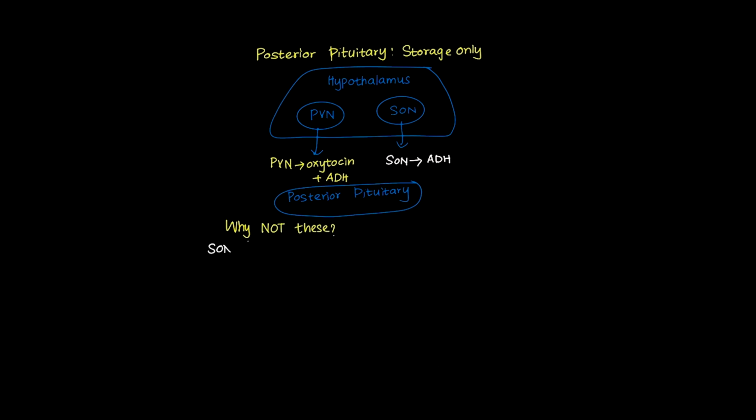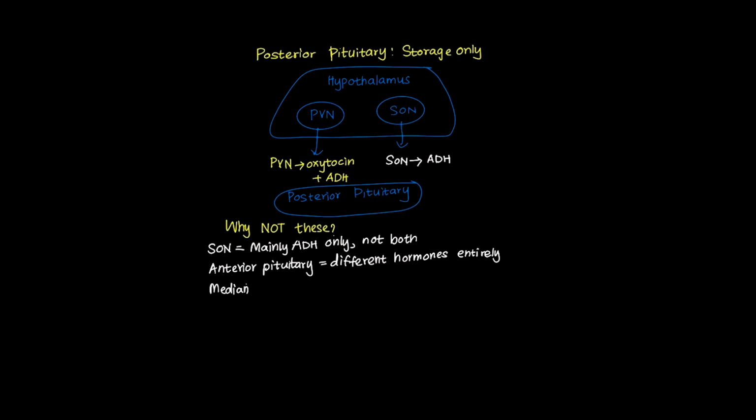The anterior pituitary cells make a completely different set of hormones. Growth hormone, TSH, ACTH, prolactin, FSH, LH, none of which are oxytocin or ADH. The median eminence is just the portal system gateway for releasing hormones headed to the anterior pituitary. It's not a nucleus at all.